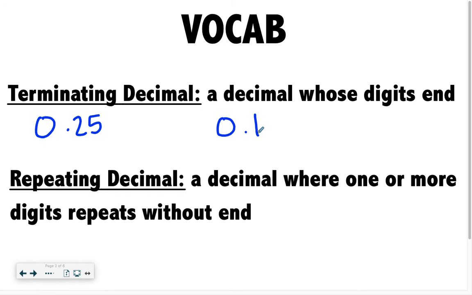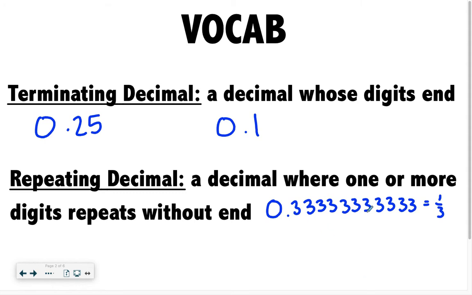A repeating decimal is a decimal where one or more digits repeat without an end. So an example of that would be if I said 0.333. So this is a common one that you guys are maybe familiar with. We use it usually to represent 1/3.